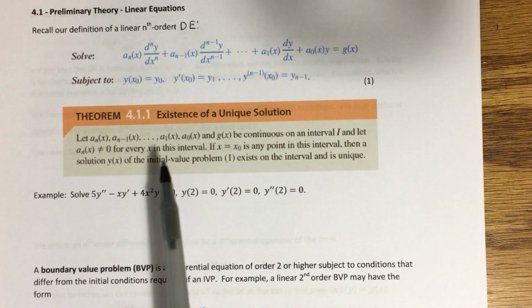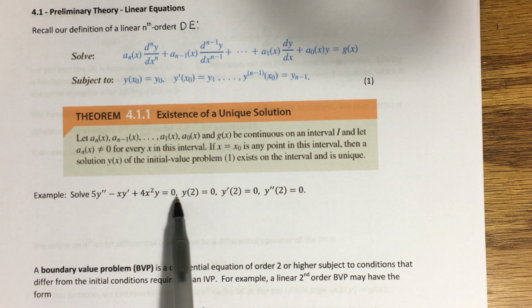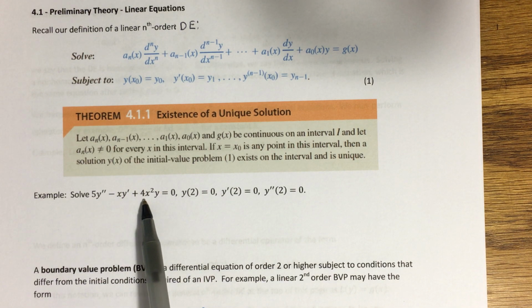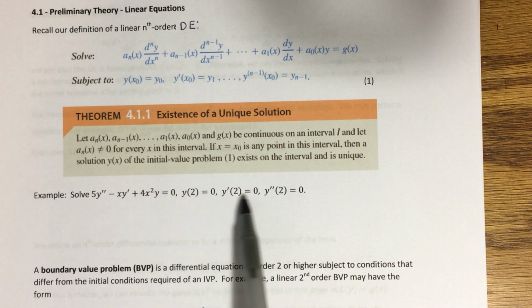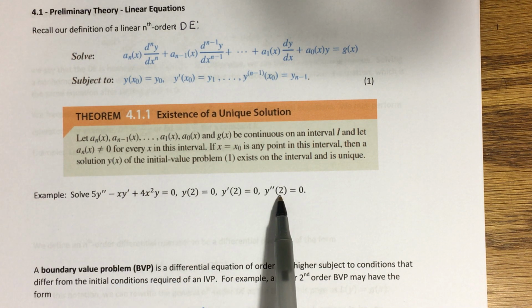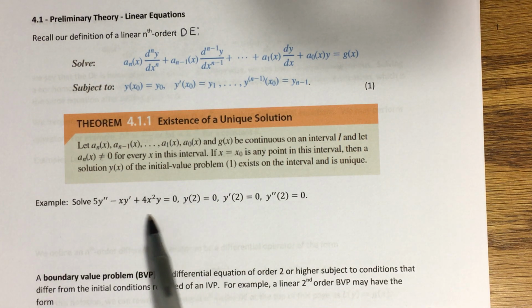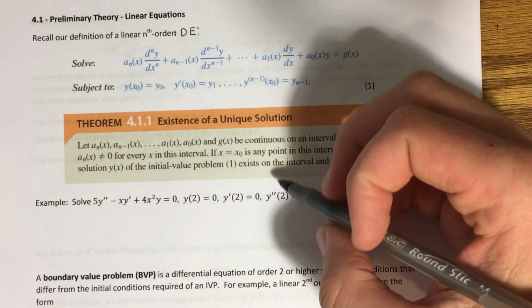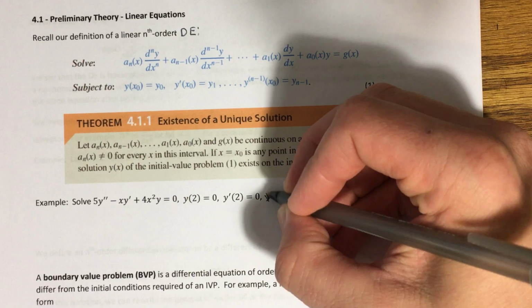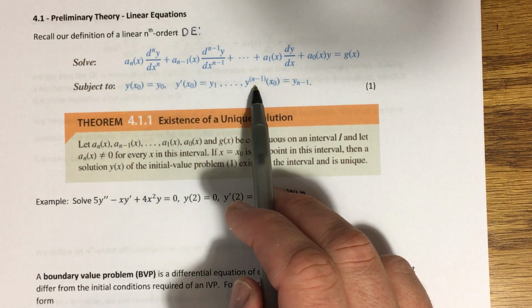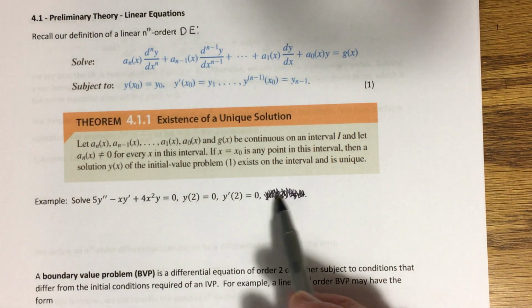So here's an example right away where we're going to use this. I would like to solve this DE, 5y double prime minus xy prime plus 4x squared y equals 0. And here are my initial conditions. Notice it's a second order equation. Actually, did I need all of these? No. I think I have too many initial conditions here. Sorry, we don't really need this last one. I'm going to eliminate that because we only need to go to the n minus 1th derivative, which is our first derivative. So that's more information than we need.